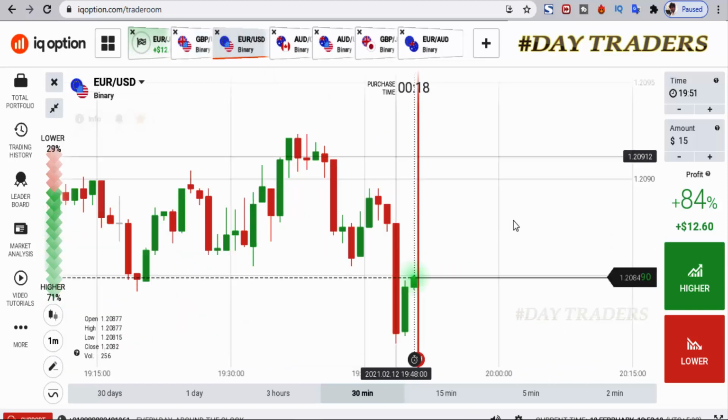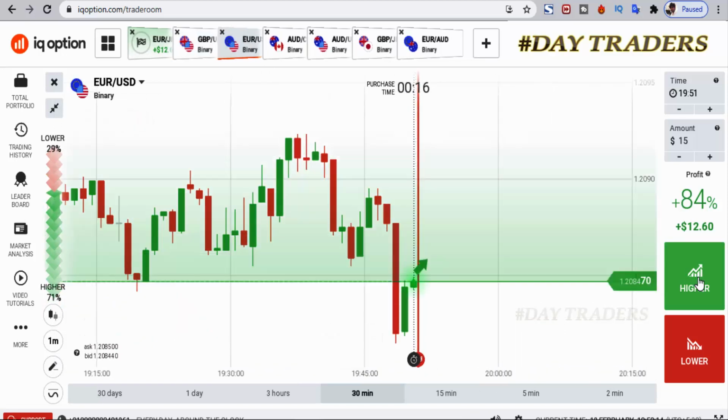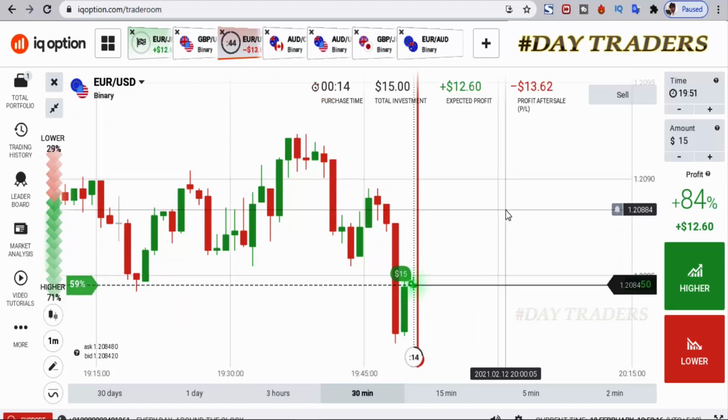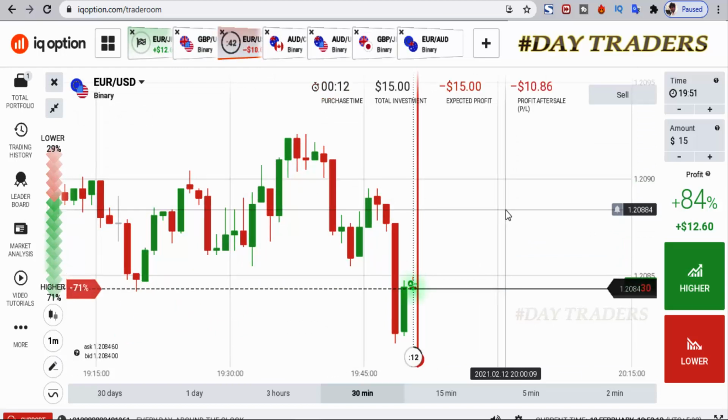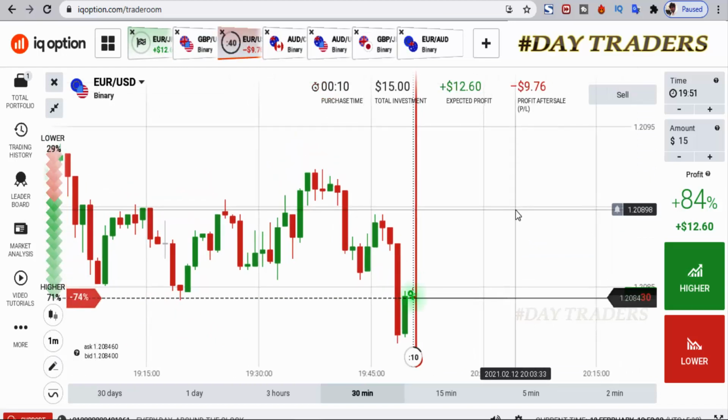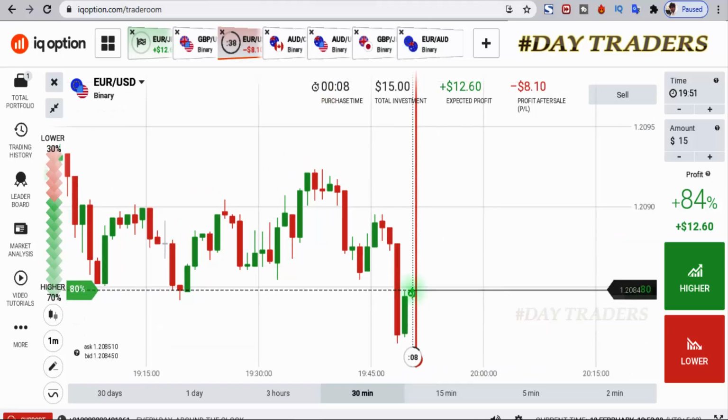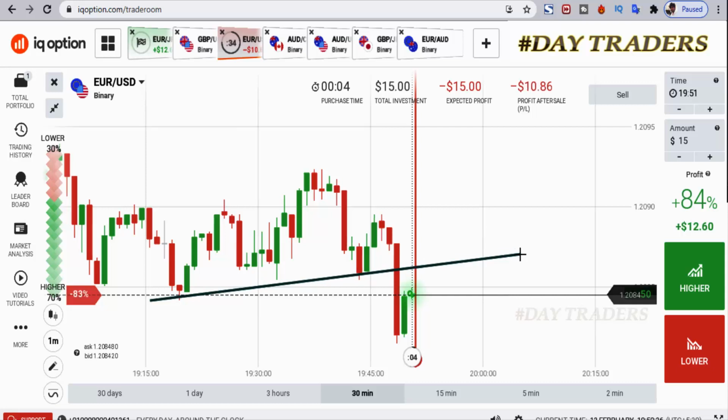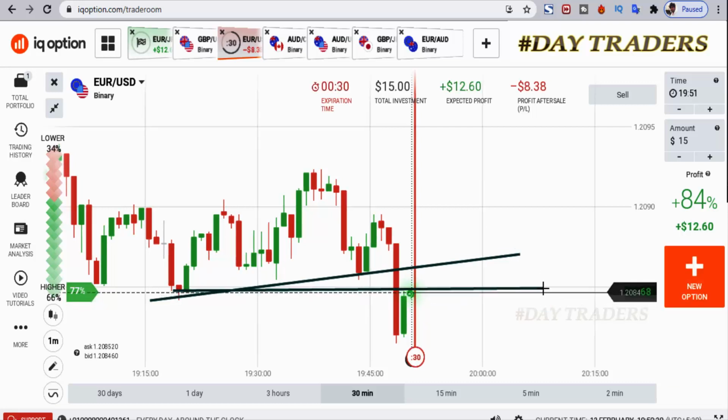Okay, there is no opportunity. Okay, we'll place a higher option. I'm expecting another bullish candle. This is a very strong candle. That's the reason I place a higher option also. And there is no nearby sellers area, but there is a round number here.